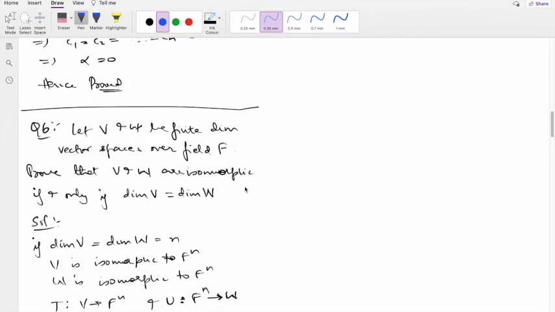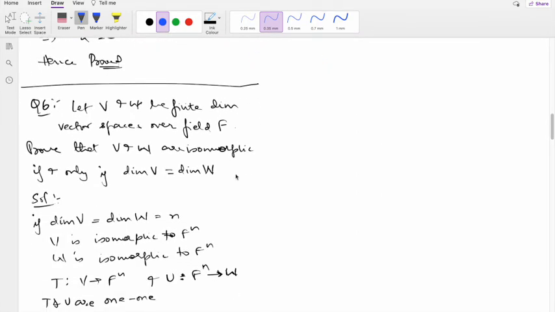We'll now look at one problem. Let V and W be finite dimensional vector spaces over the field F. Prove that V and W are isomorphic if and only if their dimensions are equal. We need to prove two things here, since it is if and only if. So we have two conditions. I'll call them A and B. We need to prove B implies A and also A implies B. We'll first go with B implies A.